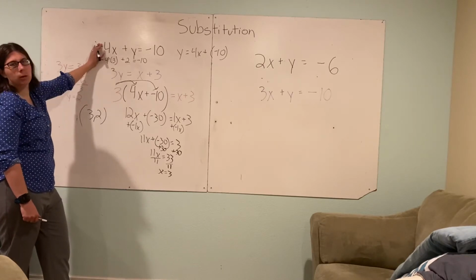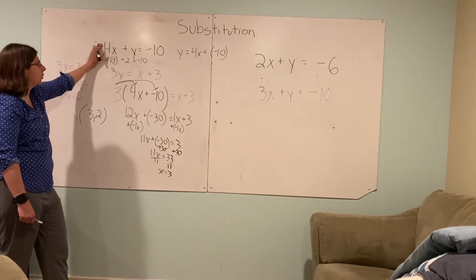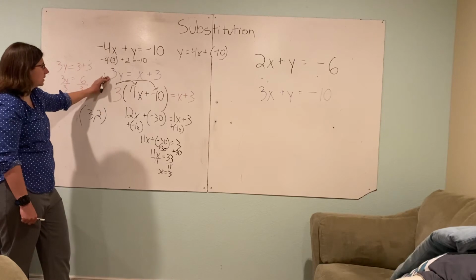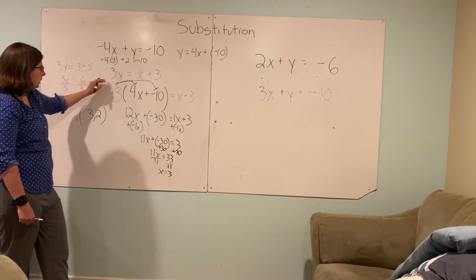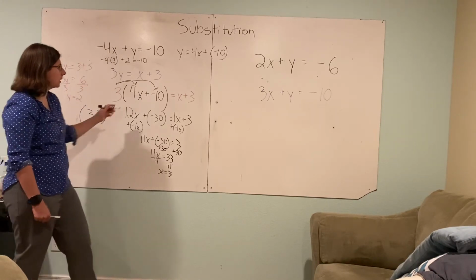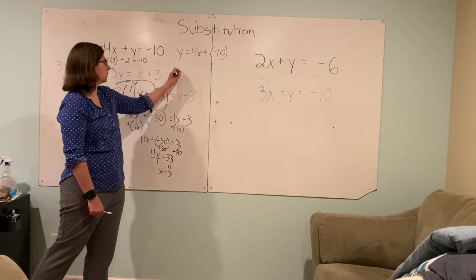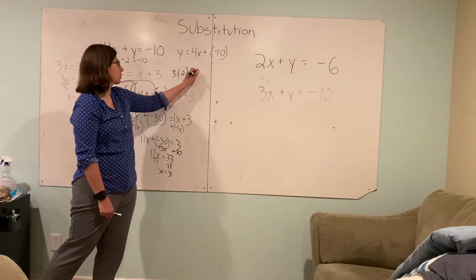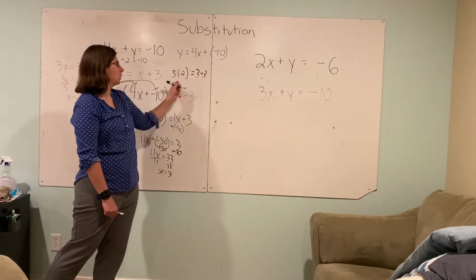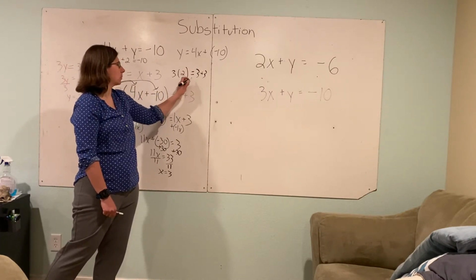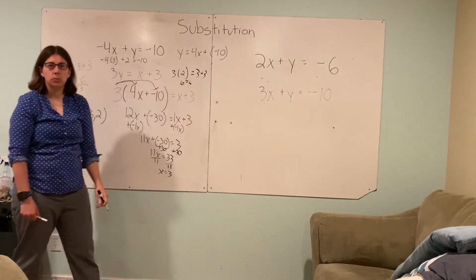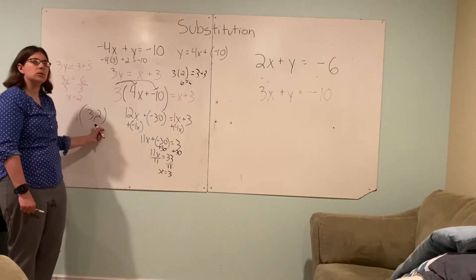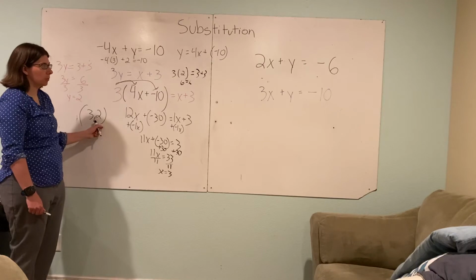But you can't just work in one equation. You need it to work in both equations. So if I substitute it in this equation, 3 times 2, because that's y, equals 3 plus 3. 3 times 2 is 6. 3 plus 3 is 6. So this worked in both equations. So again, our answer to this is (3, 2).